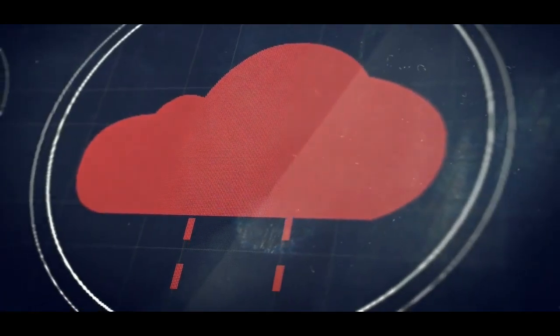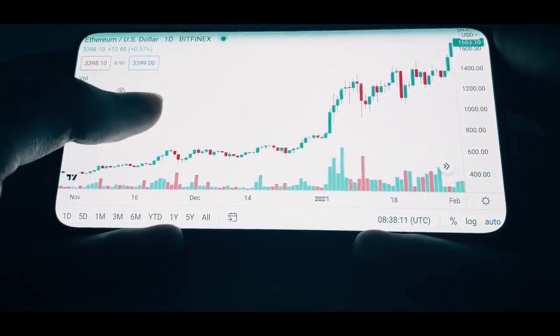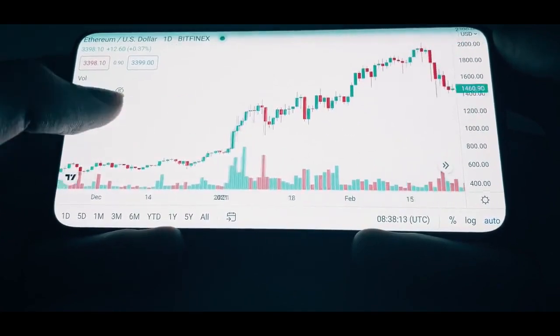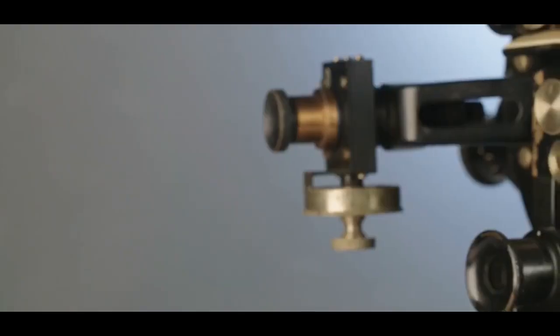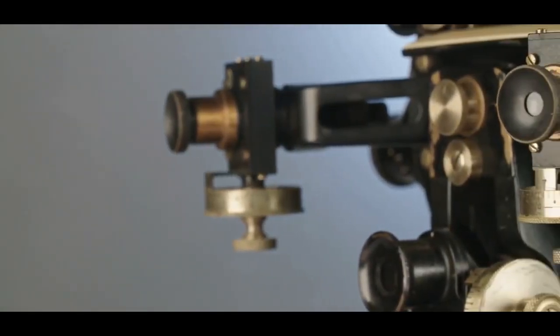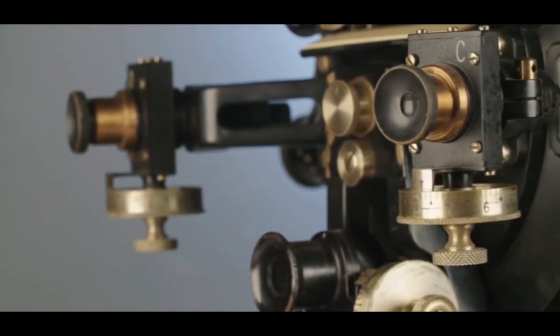Evaluate platform usability. The ease of use and intuitive interface of a trading platform can significantly impact your trading experience. Look for platforms that offer a user-friendly interface with clear navigation and customizable layouts. Accessibility across different devices, such as desktop and mobile, is also important for on-the-go trading.